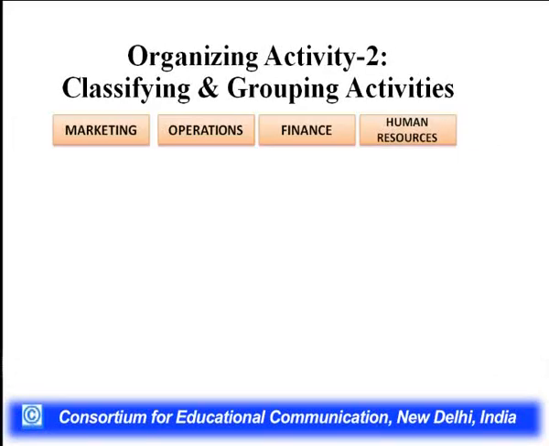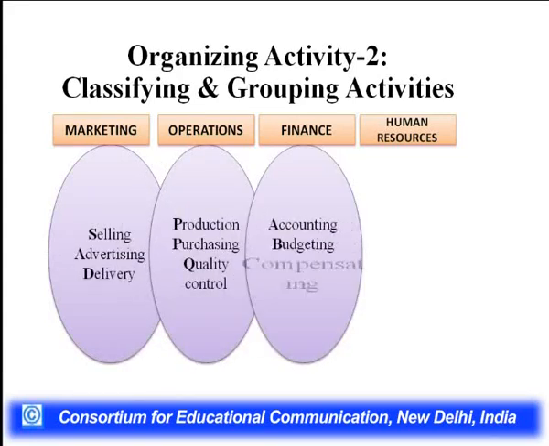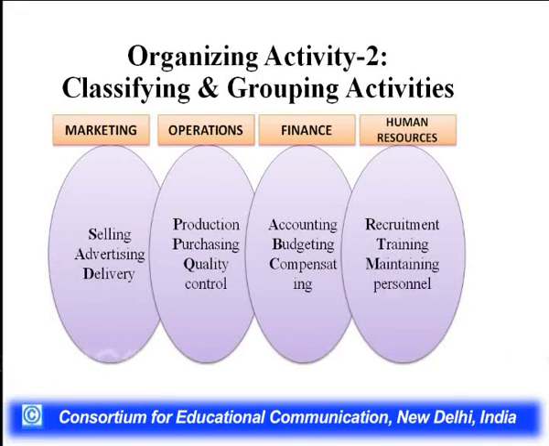In the second one, these activities are grouped together depending on the departmentalization, which emphasizes, like in the case of marketing, which can have the previously identified activities of selling, advertising and delivery. At the same time, the operation department will look after production, purchasing and quality control related activities. The finance department will look after accounting, budgeting, compensating or auditing activities. Lastly, the human resource department will look after recruitment activities, training and development activities, and maintaining personnel activities can be part of this.